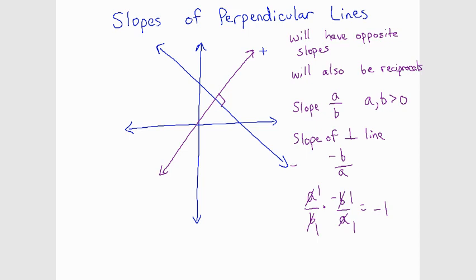So sometimes I've seen it defined as slopes of perpendicular lines have a product of negative 1, and sometimes I've seen it described, and this is how I personally like to describe it, they are opposite reciprocals, because that gives us a definitive procedure for which to find the slope of a perpendicular line.